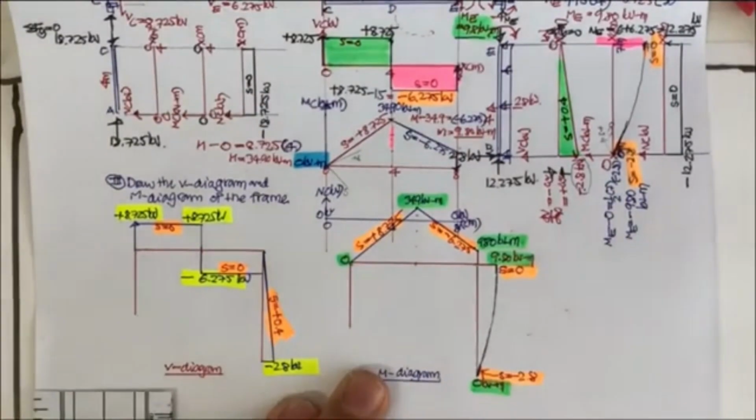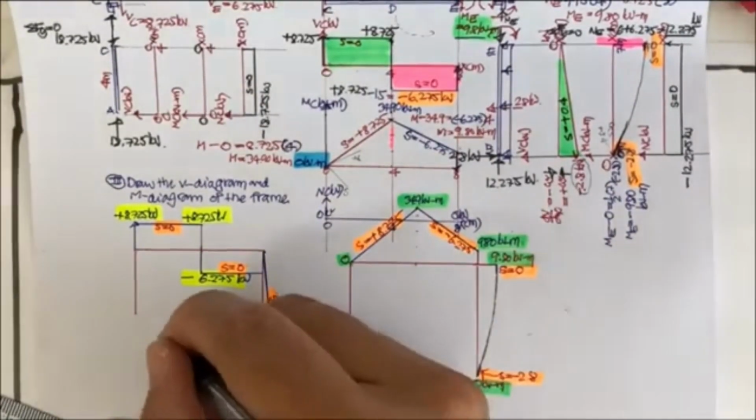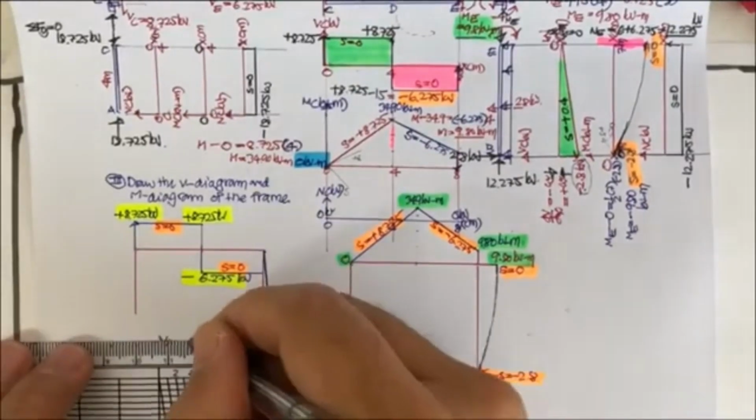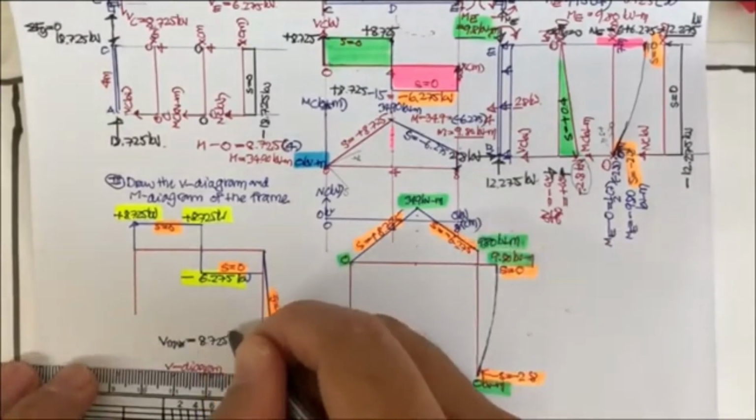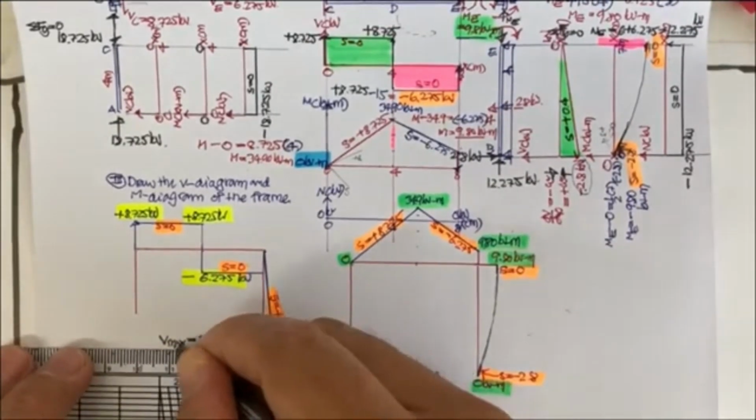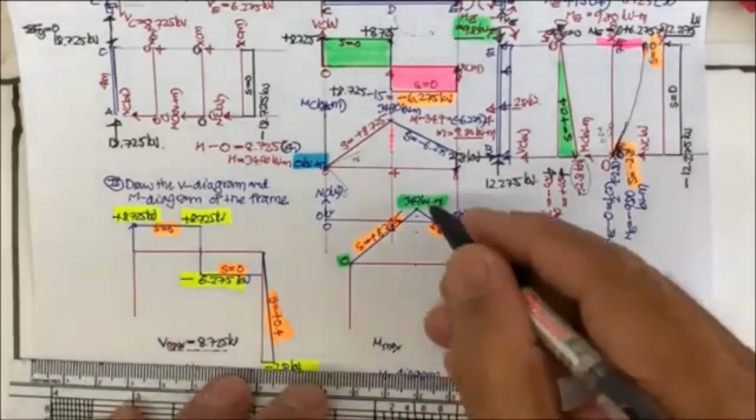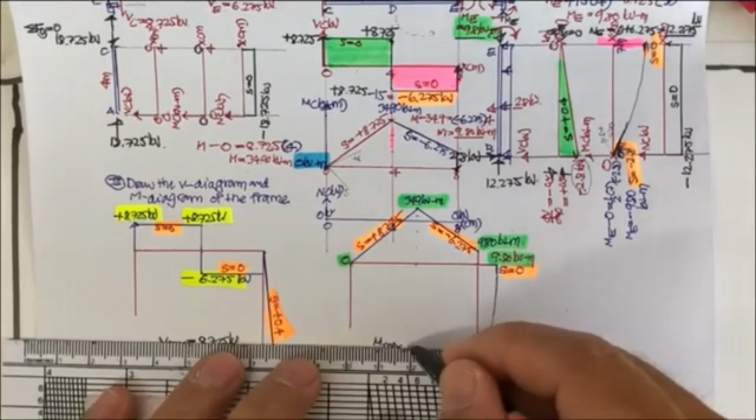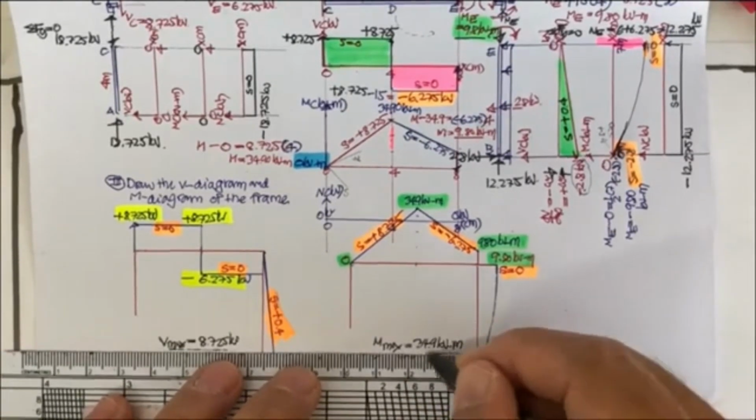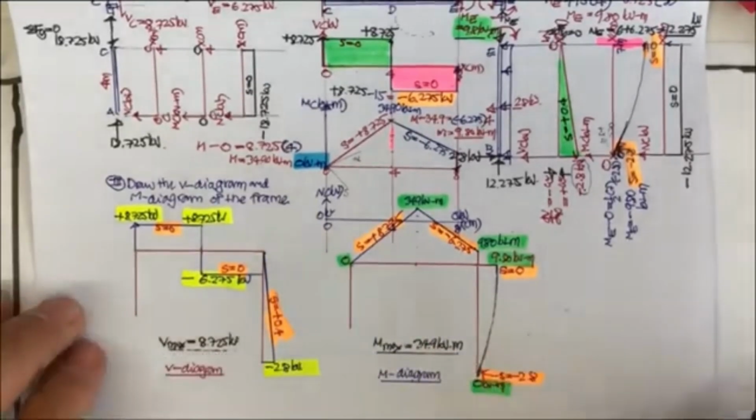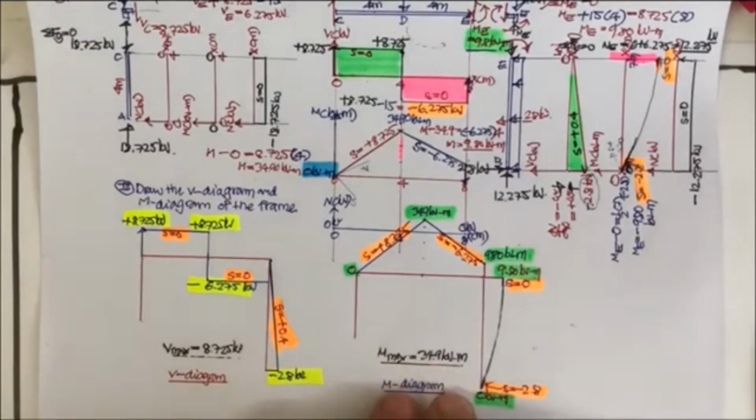This is 0. So what do we have for the Vmax? Vmax for the beam and for the column, let's conclude this must be 8.725 kilonewton. That is our Vmax. For the Mmax, it is here, 34.9. That is going to be equal to 34.9 kilonewton meter. You got this. That is the shear diagram and the moment diagram.